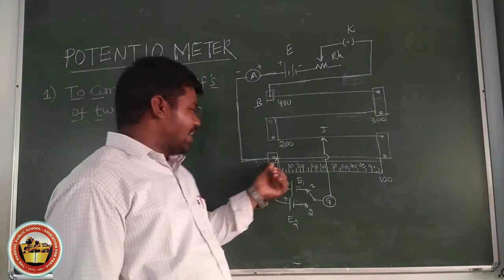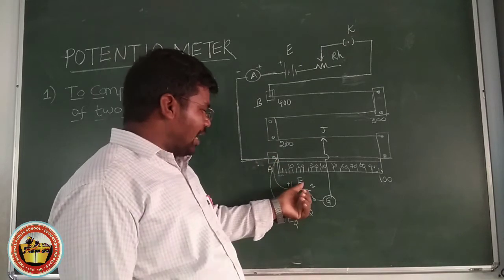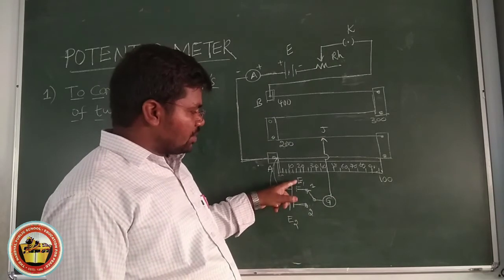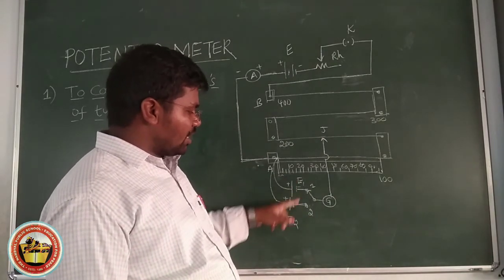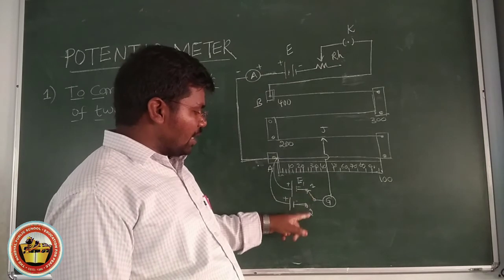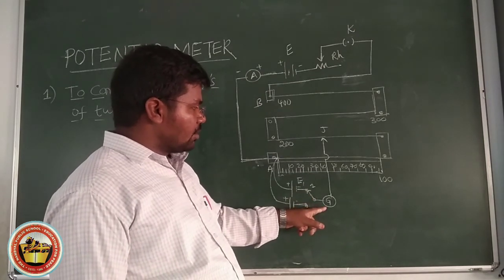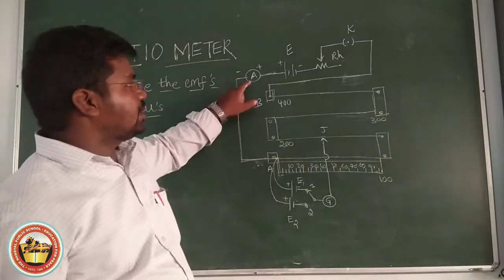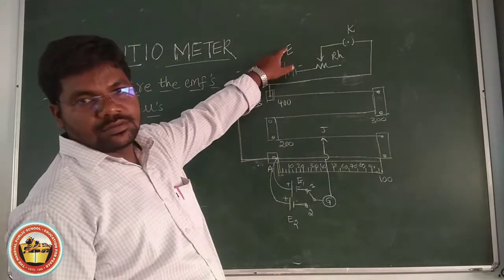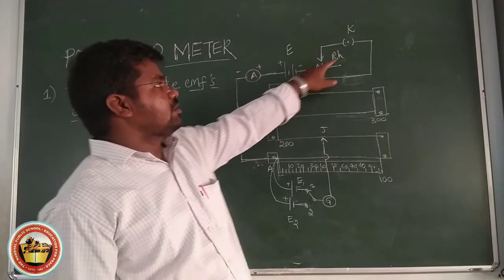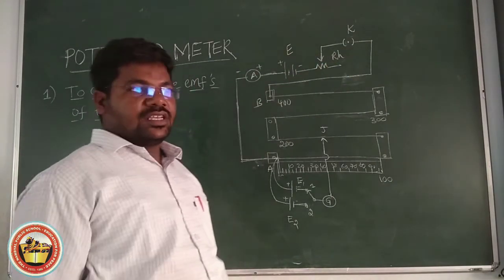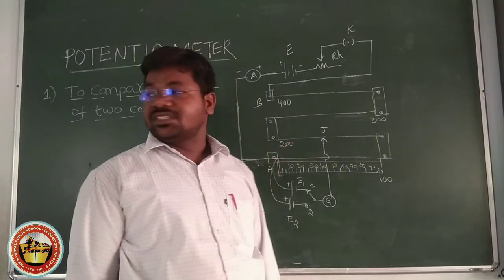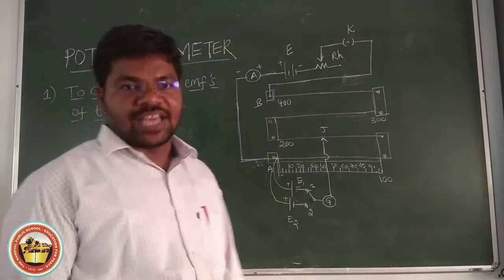Here we connected two wires and we connected two EMFs, two cells, cell 1 and cell 2. Here 1 and 2, here galvanometer, so here galvanometer to jockey. So here from A to ammeter, then battery, rheostat, plug key. Okay, so this is the complete circuit diagram.